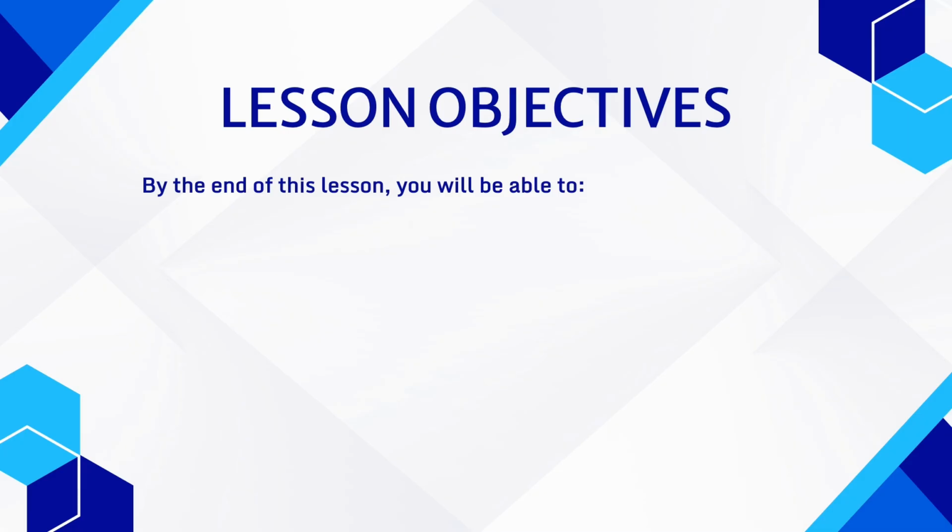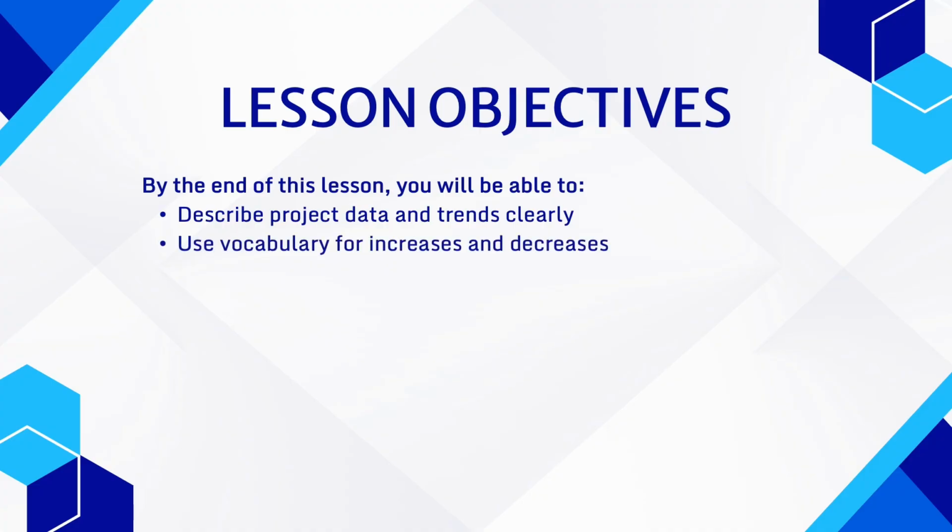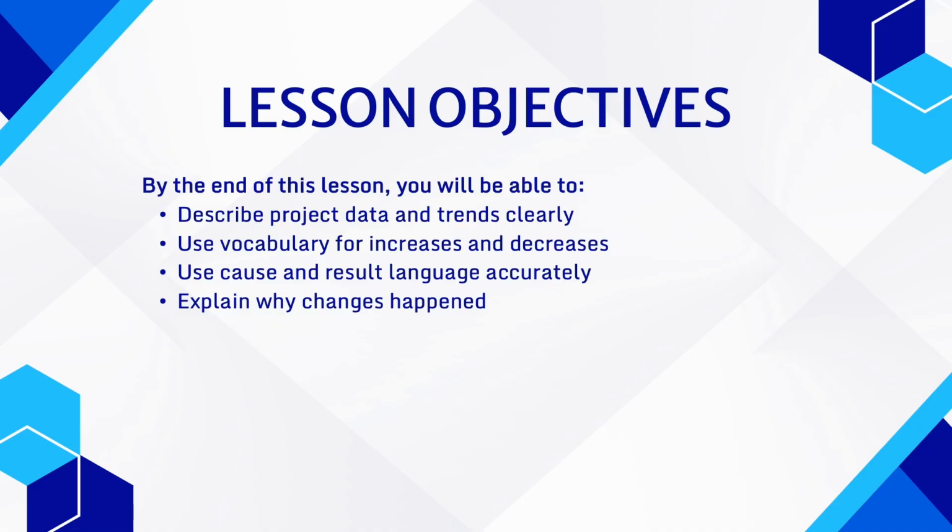Lesson Objectives. By the end of this lesson, you will be able to describe project data and trends clearly, use vocabulary for increases and decreases, use cause and result language accurately, explain why changes happen, and speak clearly about project results.